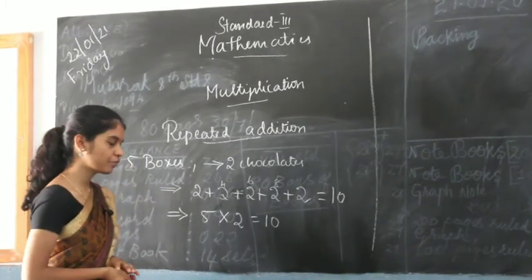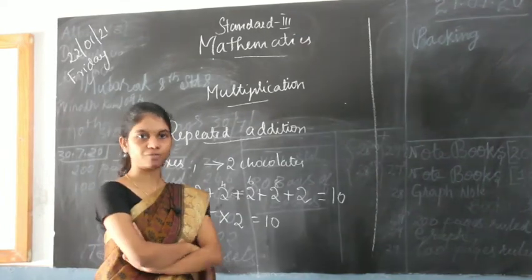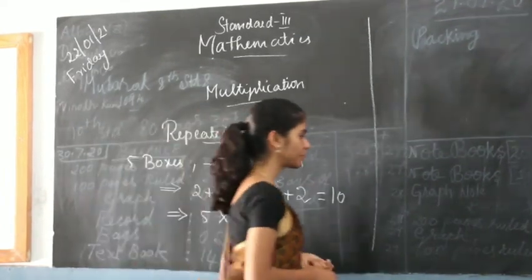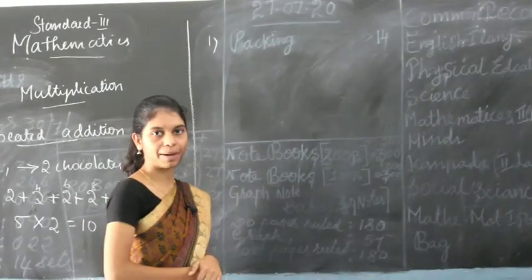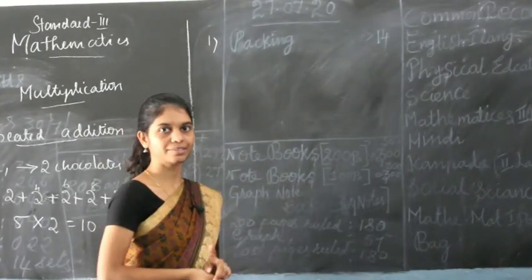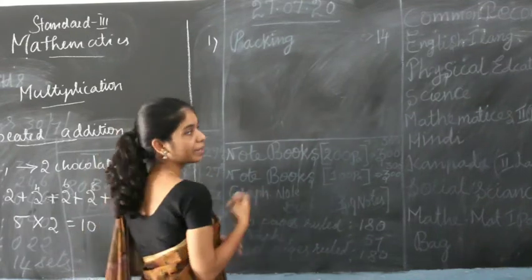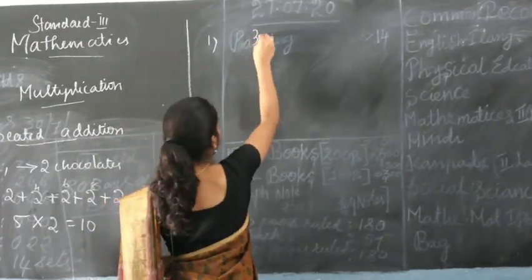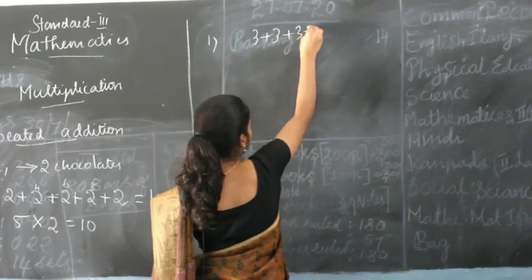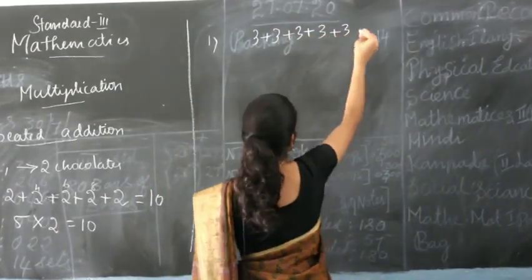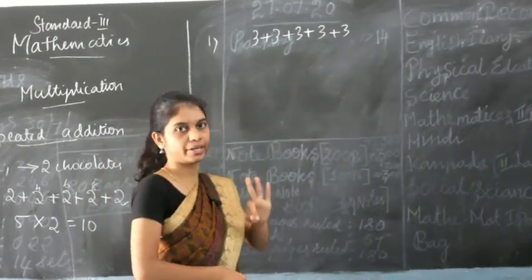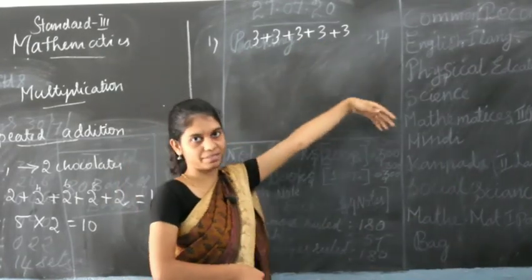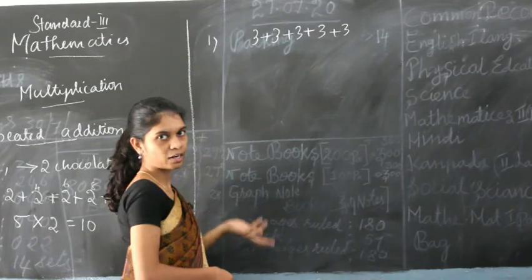For example, you are going to a shop to buy 5 chocolates, and each chocolate costs 3 rupees. So how will you do it in normal addition? 3 plus 3 plus 3 plus 3 plus 3. Now you will do it in normal addition.